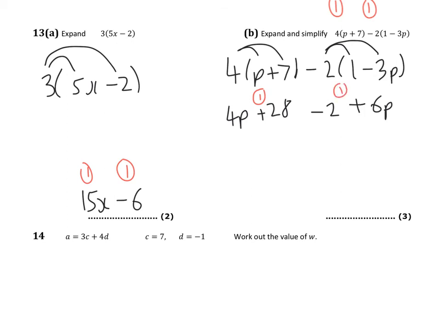When you simplify that, you're collecting together the like terms, so 4p plus 6p gives 10p, and 28 minus 2 is 26, and 1 mark for that final answer.